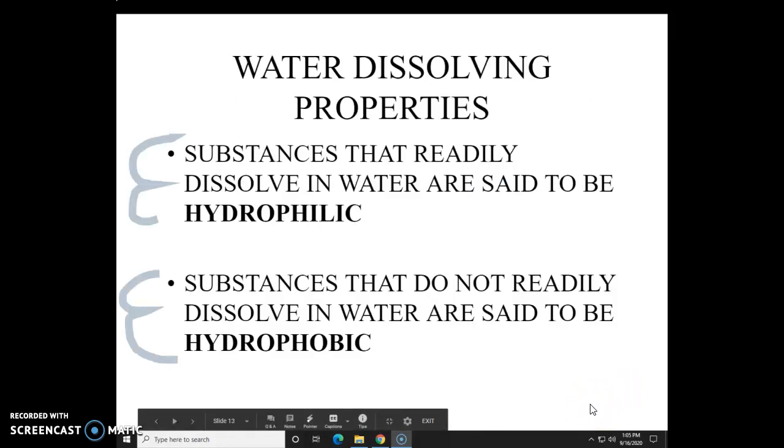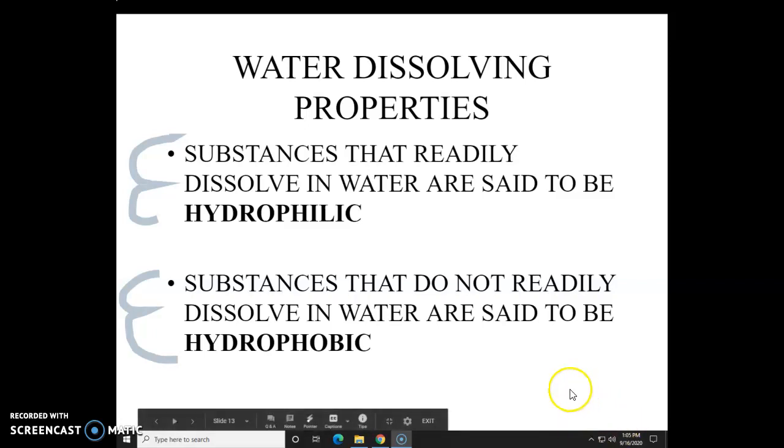Now, these substances that easily dissolve in water are said to be hydrophilic. Hydro meaning water and philic meaning to love. And substances that do not dissolve readily in water are called hydrophobic. Again, hydro meaning water and phobic meaning fear of.